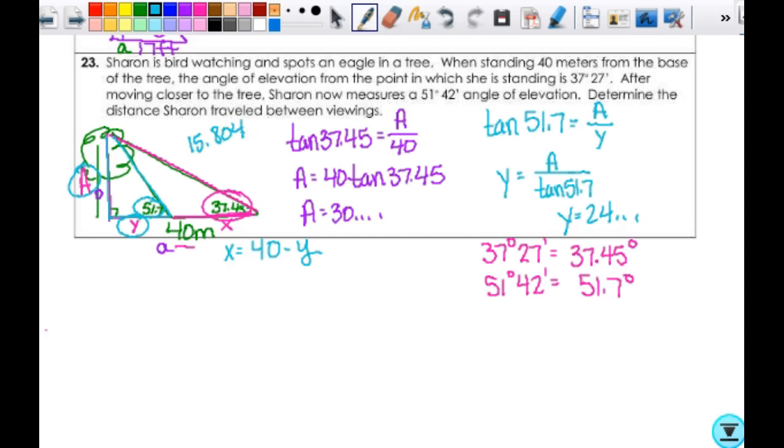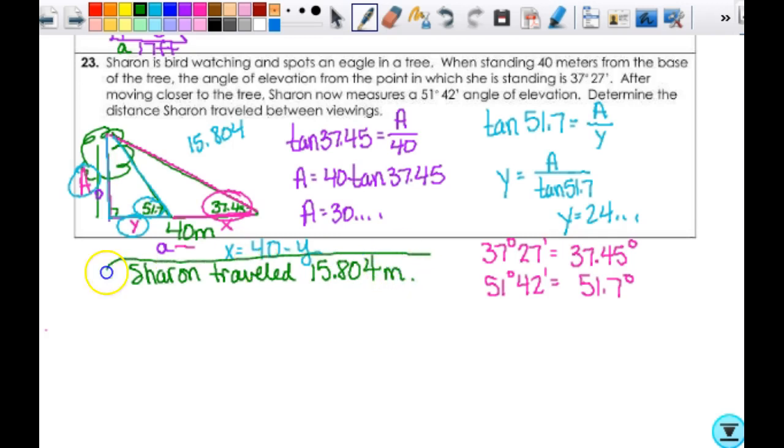So in all this mess, I need to actually answer the question here. It says, determine the distance Sharon traveled. Okay, so I can say Sharon traveled 15.804 meters. There you go. You've got to store and keep up with stuff and draw and label. Otherwise, you're going to get all kinds of confused about what is going on.